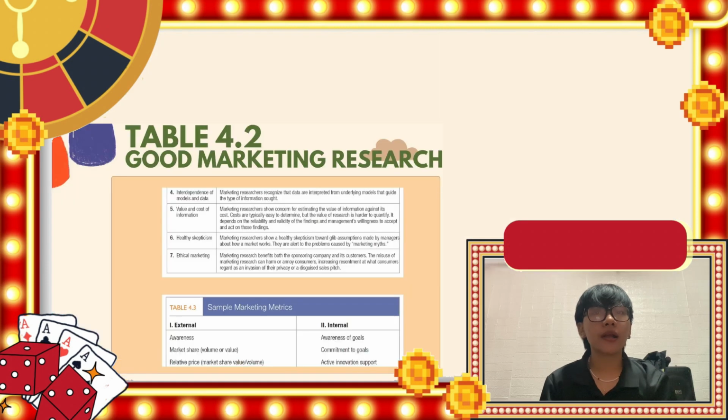There are 7 characteristics of good marketing research. Number 1 is scientific method. Effective marketing research uses the principles of the scientific method, which are careful observation, formulation of hypotheses, prediction, and testing.